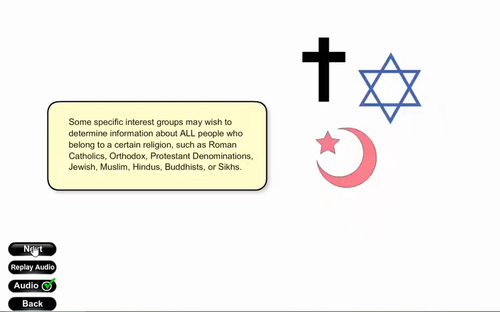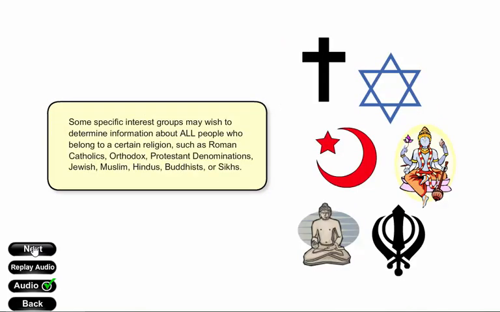Some specific interest groups may wish to determine information about all people who belong to a certain religion, such as Roman Catholics, Orthodox, Protestant denominations, Jewish, Muslim, Hindus, Buddhists, or Sikhs.